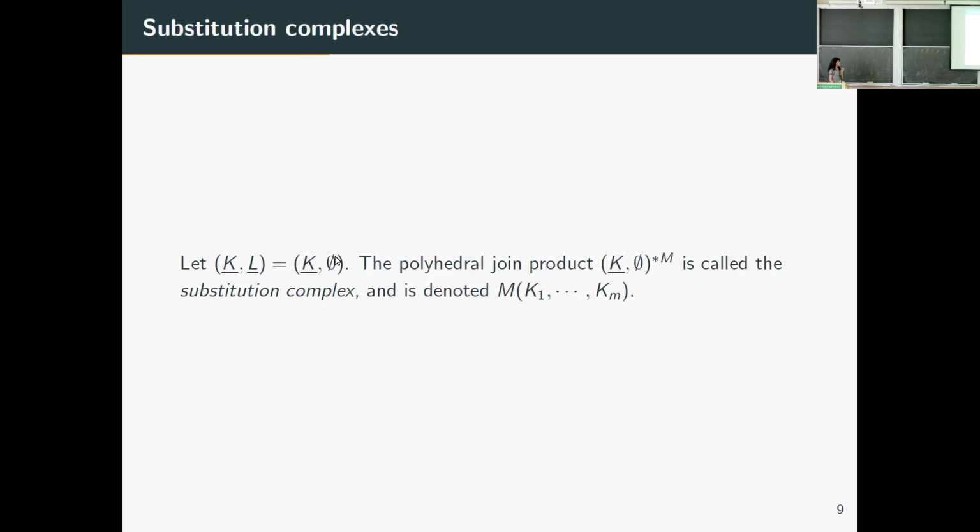One specific example of polyhedral join products that is very significant in my work is substitution complexes. This is the case when all of our L_i are just the empty set. In this case, we call it the substitution complex, and we denote it with this M(K_1,...,K_m) notation.